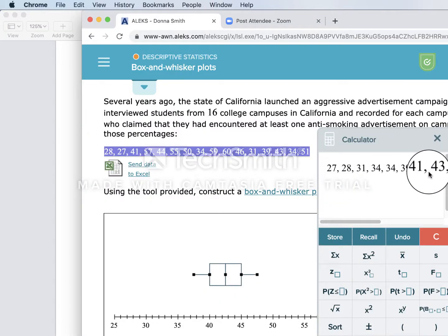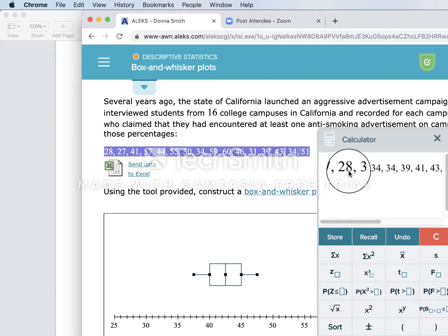I have 8 values to the right of 43.5 and 8 to the left of 43.5. So I'm going to take a look at those 8 values, and I'm going to find what's the middle point or the median for those 8 values. So 8 divided by 2, I get 4. So I'm going to take the average of the 4th and 5th data value.